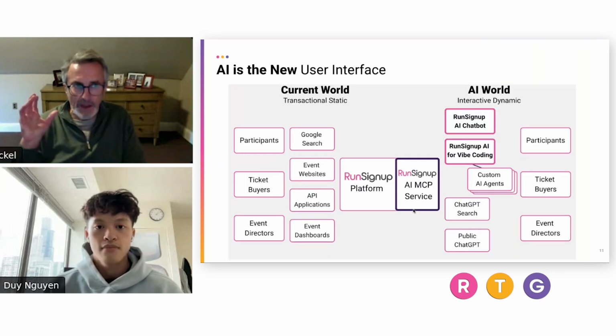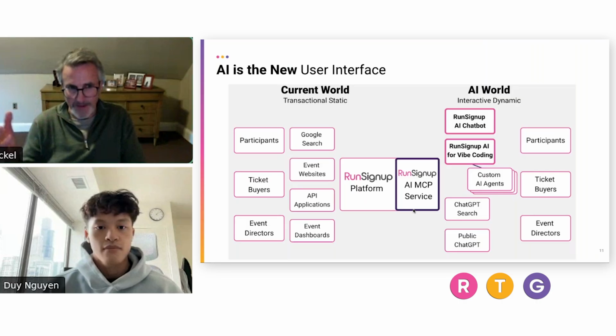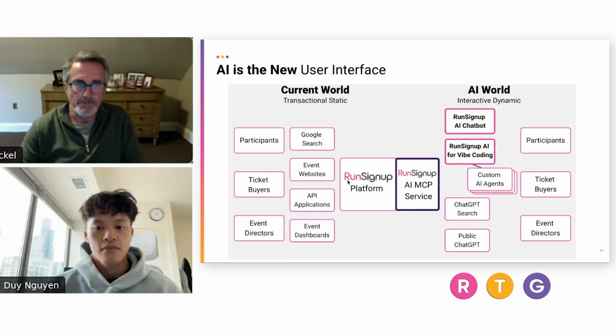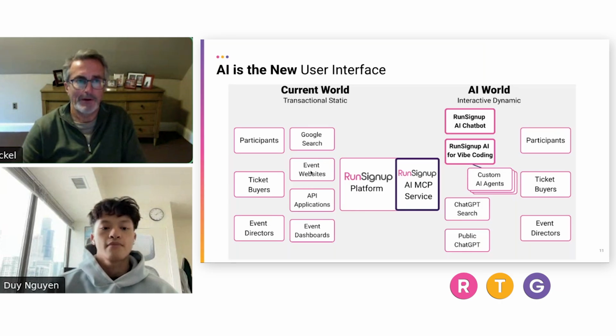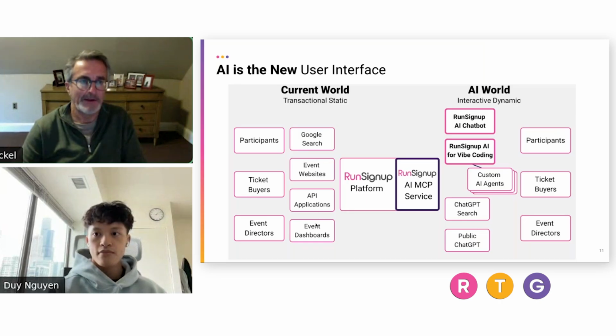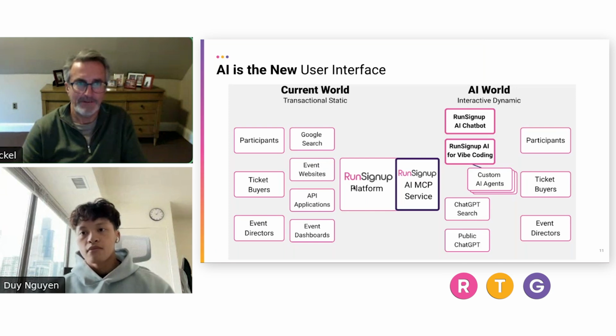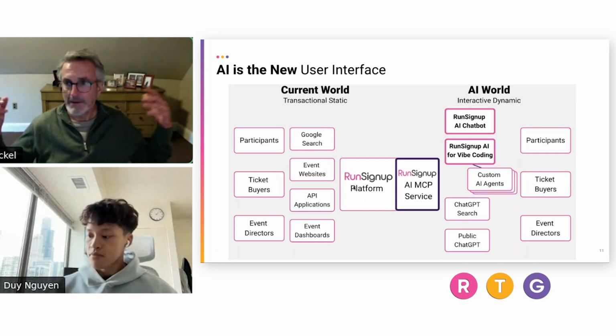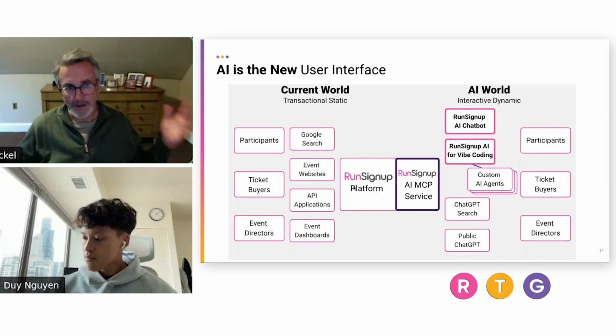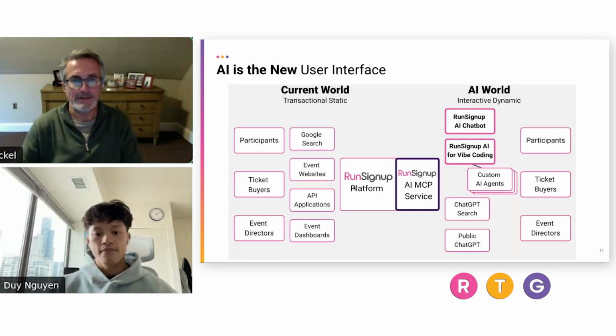So on a higher, conceptual level, RunSignup has this big, huge platform. And on the left-hand side is basically how everybody works with it today. So participants, ticket buyers, event directors, and they use a variety of different tools: our event websites, our event dashboards, APIs, Google search, and stuff like that. They talk to our platform. And our platform's big. It's got millions of lines of code and thousands of database tables in it.